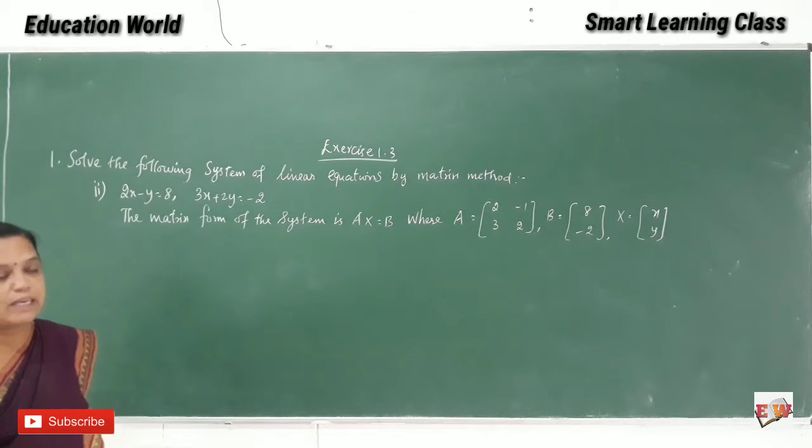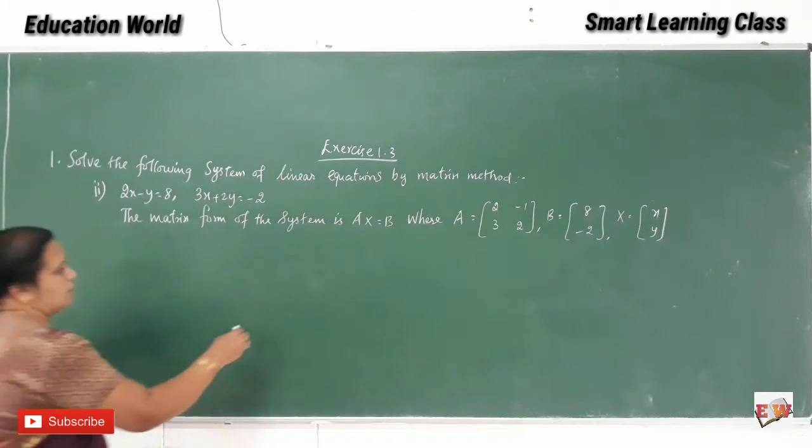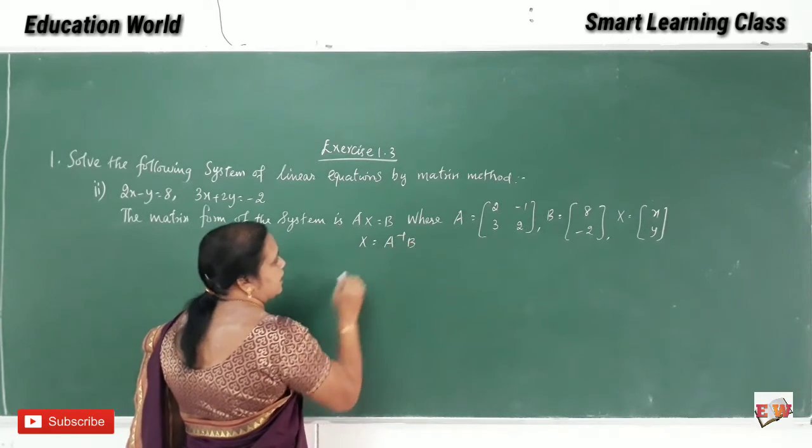X value is x, y. Why? Because they have given x, y here. So we have taken X is equal to x, y. First, X is equal to A inverse B. We have to find A inverse.